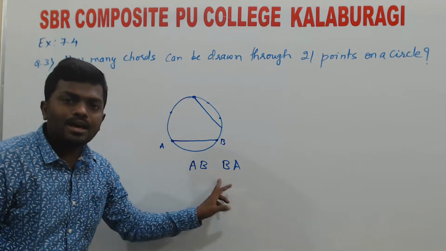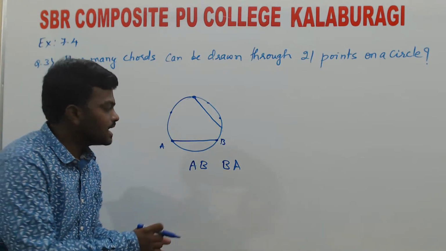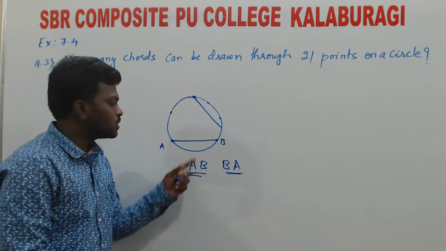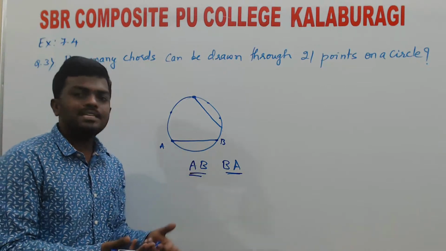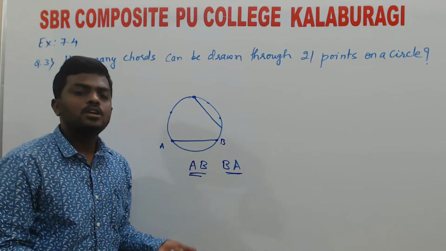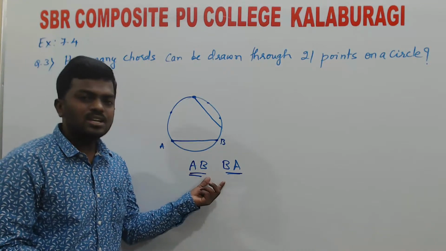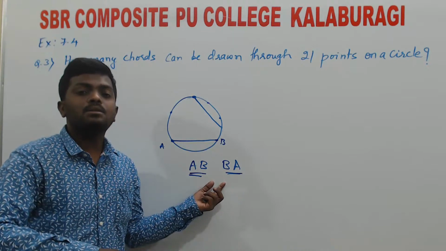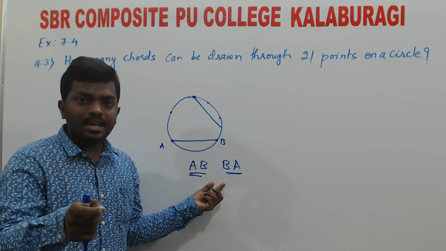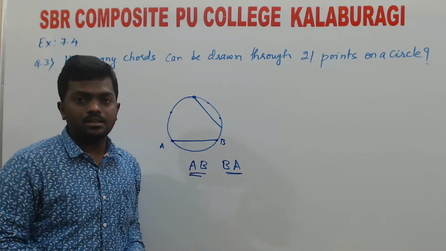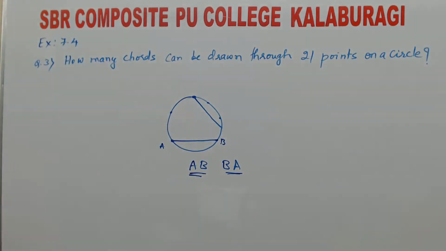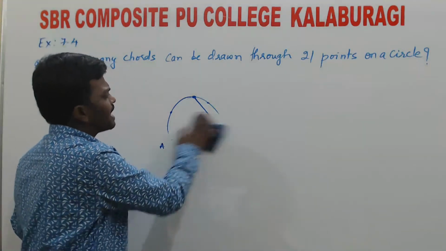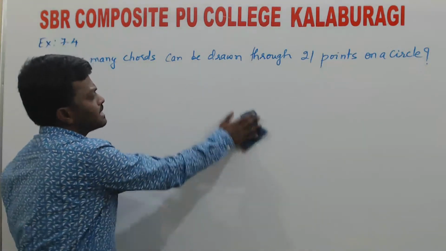So does the order matter here, students? Does chord AB differ from chord BA? No, right? So here the line segment AB is the same as the line segment BA. So it doesn't matter much here. Order doesn't matter here, and order not mattering means you have to use selection. Selection means combination. Is that clear, students? Okay. So this is how you break down the problems and try to understand whether they are asking you a permutation problem or a selection problem.